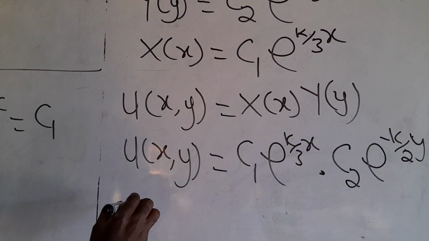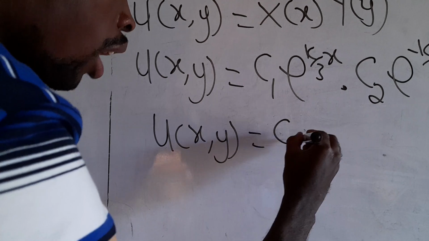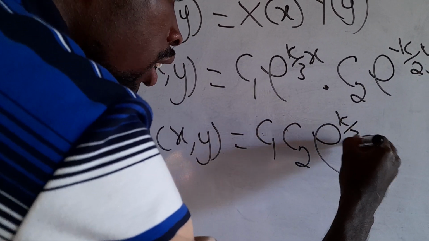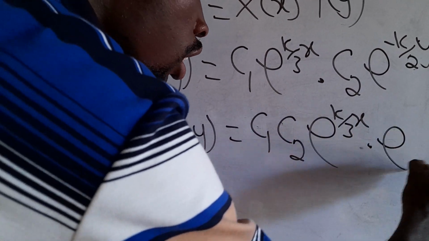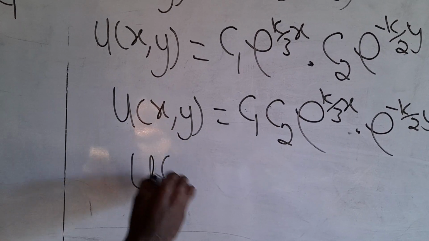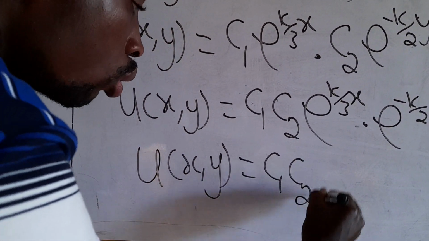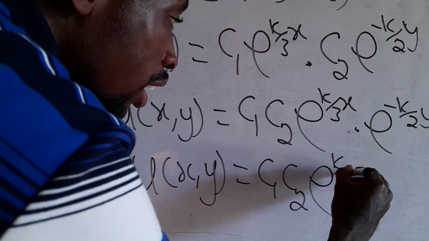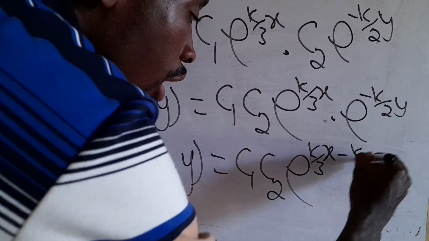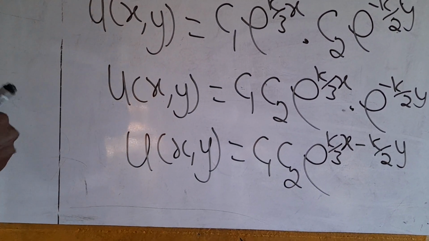So we can rewrite this as C1, C2, I just bring this one, e exponent k over 3x times e exponent negative k over 2y. So using indices, our general solution will be equal to C1, C2, e exponent k over 3x, I'll add, so minus k over 2y. So this is our general solution.